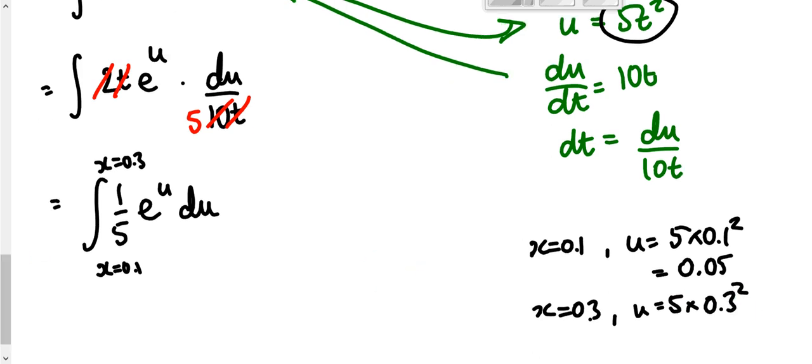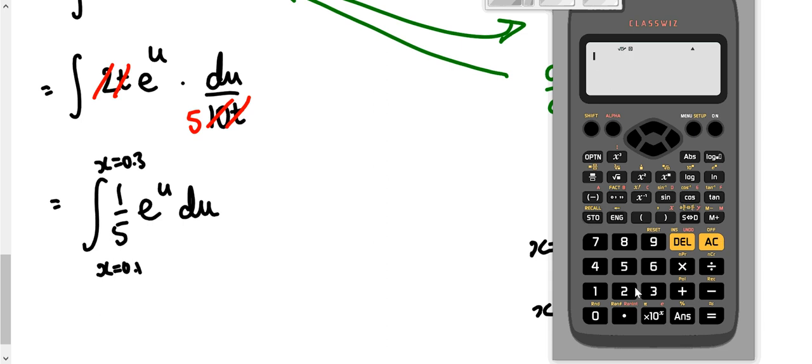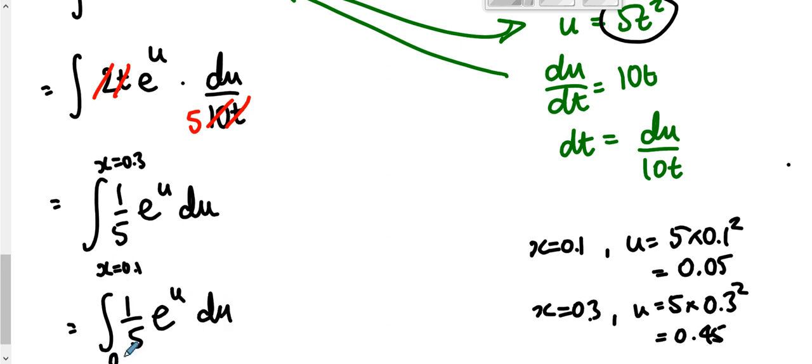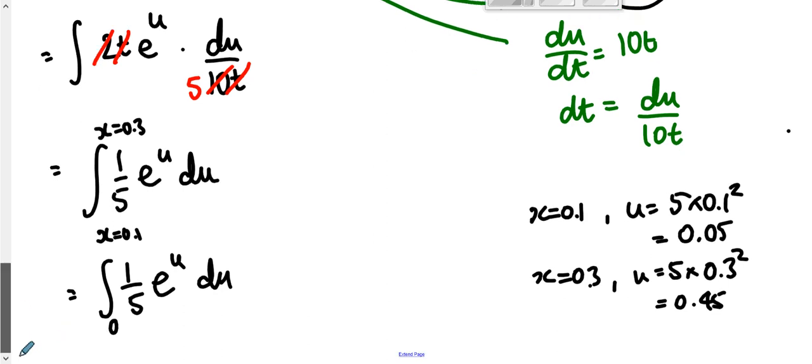And I think that's a job for a calculator. 5 times 0.3 squared is 0.45. So now we can write this as 1/5 of e to the u du from 0.05 to 0.45.